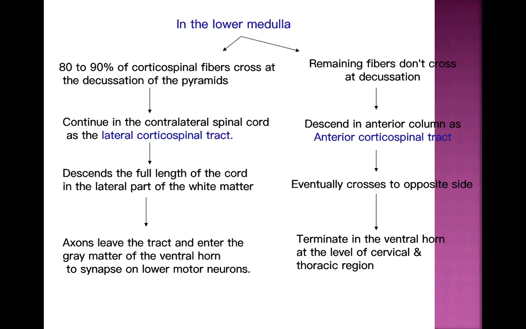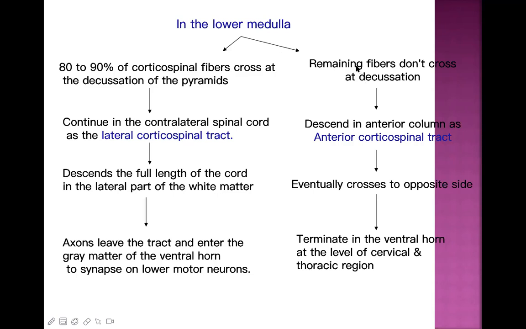In the lower medulla, at the area of the pyramid, 80 to 90% of the corticospinal fibers cross and continue in the contralateral spinal cord. Contralateral means the opposite side, as the lateral corticospinal tract. They descend the full length of the cord in the lateral part of the white matter, also known as the lateral funiculus. And how far do they go? They synapse at the ventral horn cells, from where the lower motor neuron arises.